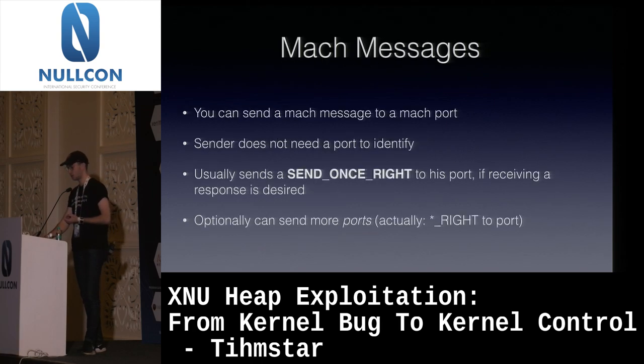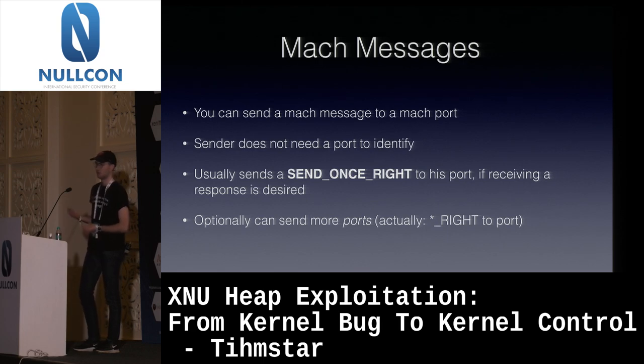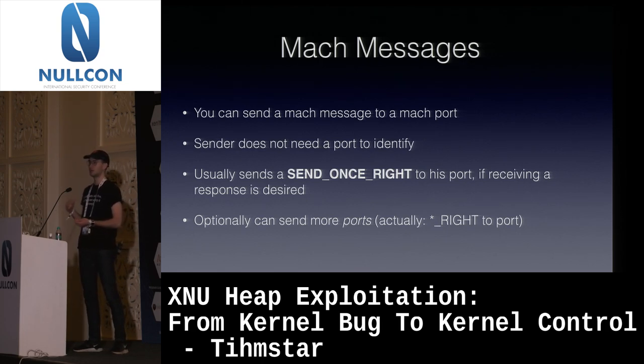So I'm going to talk a bit more about Mach messages to understand what's happening here. You can send a Mach message to a Mach port, right? The sender does not need a port to identify itself. The issue is that usually you want to call an API in a different process, but you usually want to have a response. So what's being done here? When sending the message, you append a send-once right to a port you control. So the process you call into has the send-once right, and it can reply with a message exactly once.